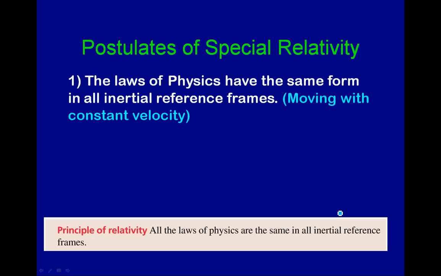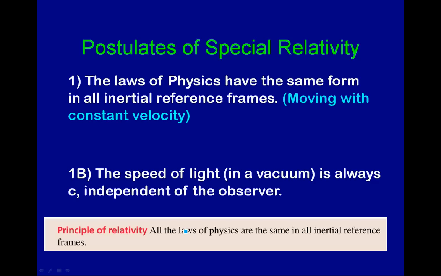And so he has his postulates of special relativity. Here's the postulate as I usually give it, and here's the one as Knight gives it. It's basically the same thing. It just says the laws of physics have the same form in all inertial reference frames. So they say that the laws of physics are the same in all inertial reference frames. It's the same thing. Now I typically add a second one.